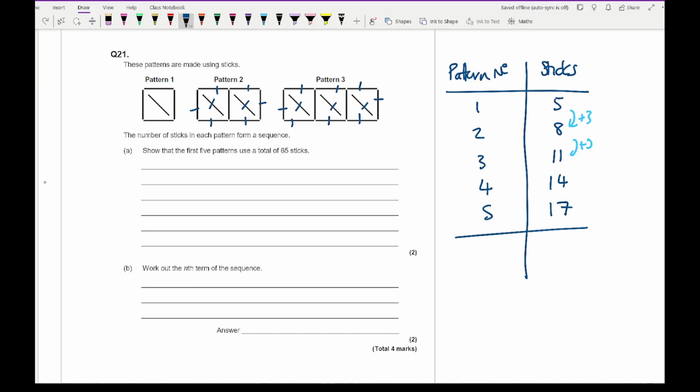So then if I add up those numbers, 5 plus 8 plus 11 plus 14 plus 17, it all adds up to 65. The next question says work out the nth term of the sequence. So the numbers in the sequence are 5, 8, 11, 14 and 17. The difference is plus 3, so I'm going to have 3n. How do you get from 3 to 5? Well, I need to add 2, and that all equals 5.